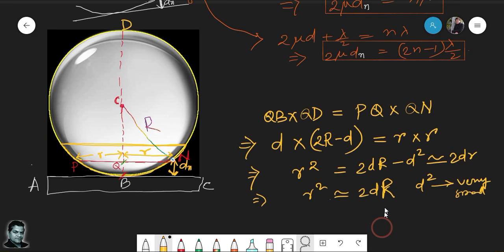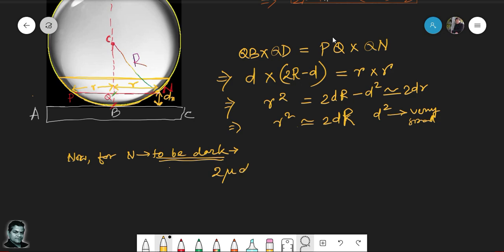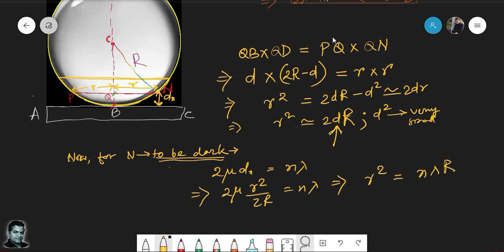So that's r square. Now again, for this point n to be dark means at this point n there is a destructive interference. The condition was 2 mu dn is equal to n lambda. So here we put this value of d, and you get 2 mu r square by 2R equal to n lambda. That implies r square is equal to n lambda R divided by mu. So this is the radius of the nth dark fringe, which is the distance from this point B, the point where it is touching the lower surface.